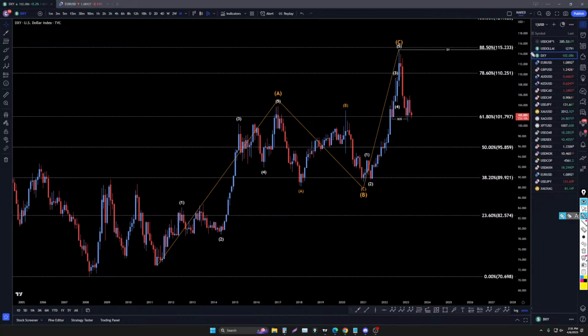As usual, we are going to start off by looking at the DXY and the US dollar from the monthly all the way down to the 1 hour time frame. Then we're going to start looking at all the other US dollar pairs, including gold and maybe even silver.